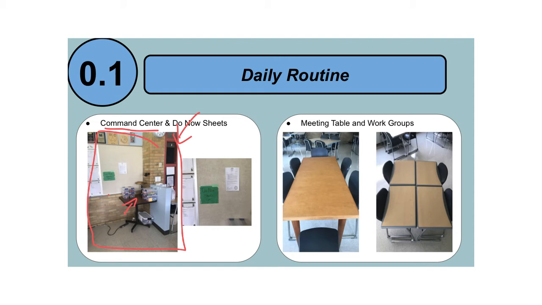When you first walk in the door, after you put your items down next to your desk, you're going to come over to the command center. And when you come to the command center, you will notice that there is a green folder here. It's not on the wall right now, but it will be shortly. That green folder will be labeled Do Now Sheets, and that is where you will pick up one of your Do Now Sheets, the ones that you did just the other day.